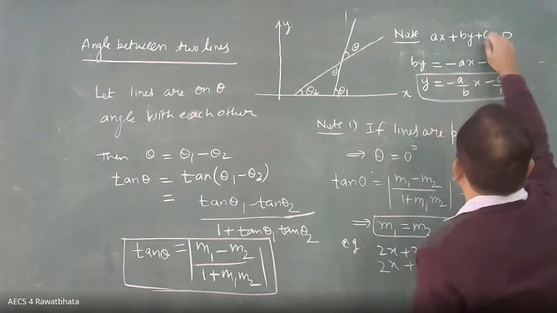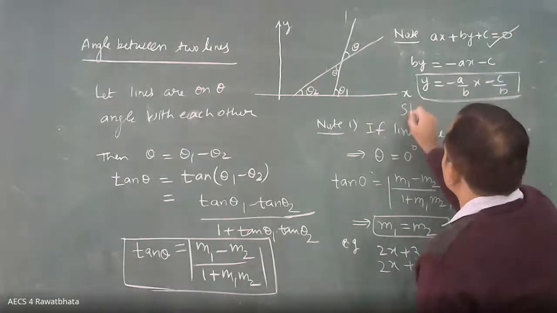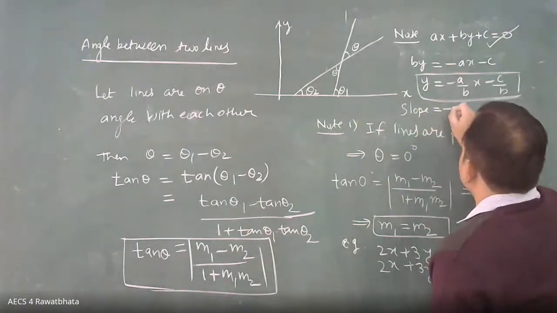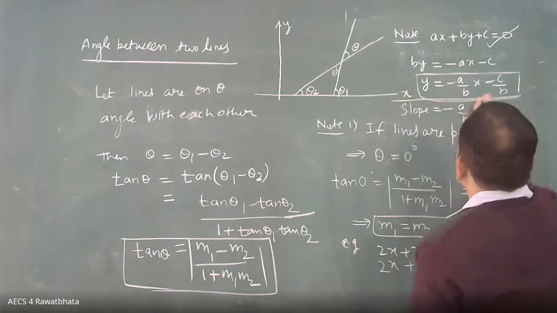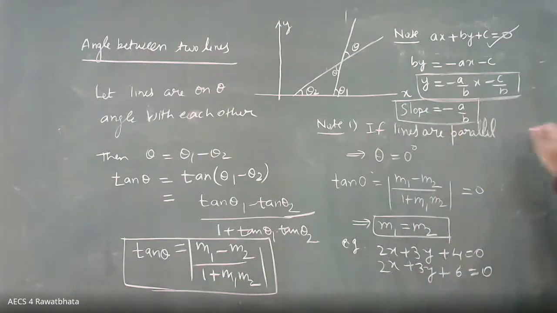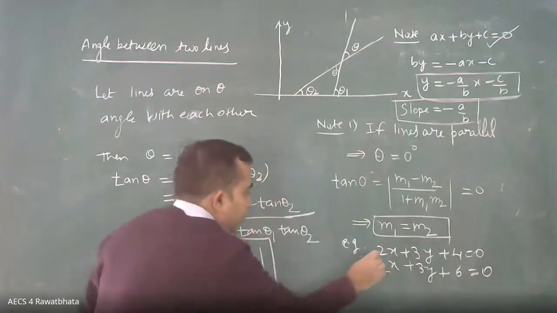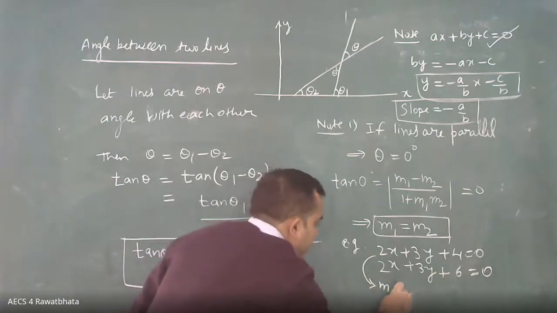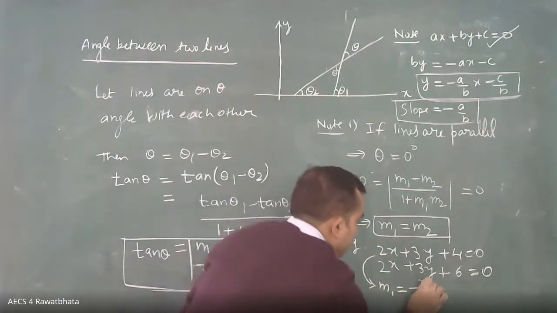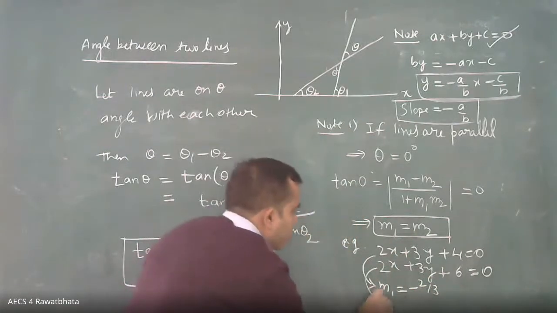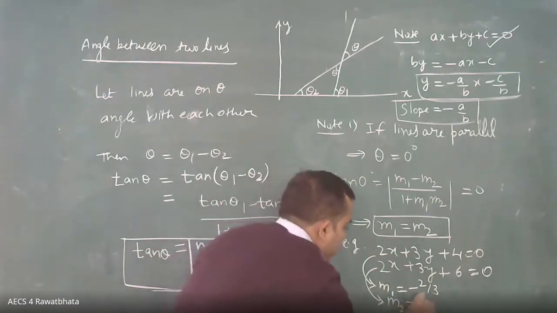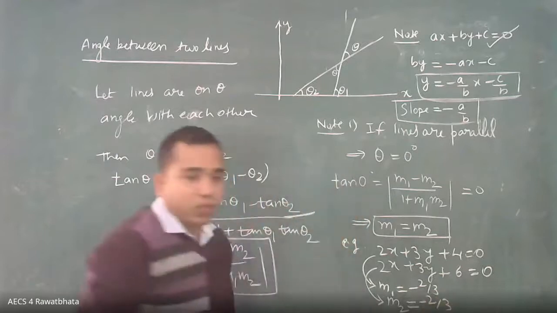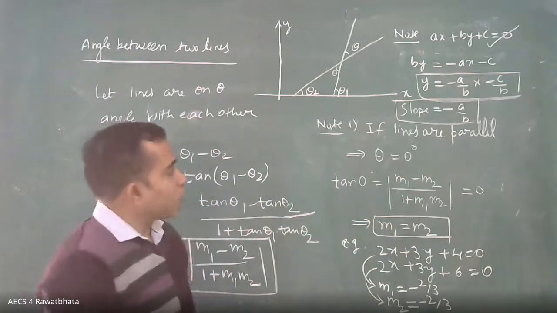So if the general equation is given, then the slope we can directly obtain by the formula minus a upon b. What is the formula? Minus coefficient of x divided by coefficient of y. So can you tell me what should be m1? Minus 2 upon 3. And what should be m2? Minus 2 upon 3. Right? How did I calculate it? By this formula.